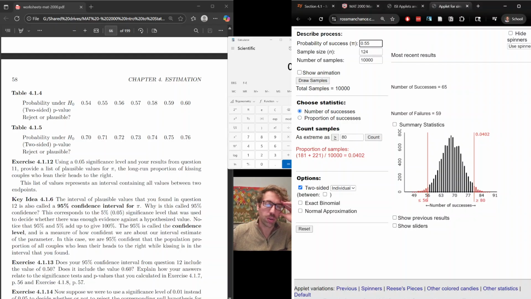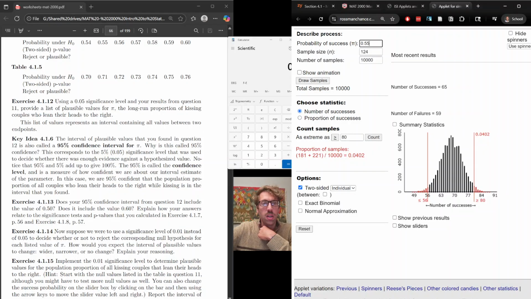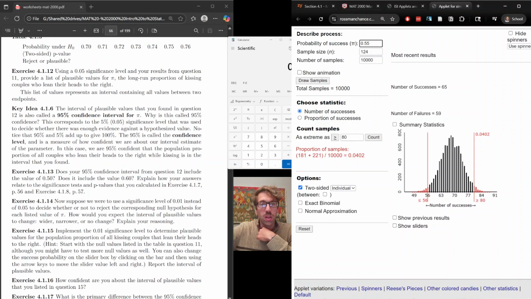Okay, now using a 0.05 significance level and results from question 11, provide a list of plausible values of pi, the long-run proportion of kissing couples who lean their heads to the right. Okay, so for number 12, give me the list of numbers that are plausible. This list of values should be an interval containing all values between two endpoints. The interval of plausible values you found is also called a 95% confidence interval for pi. Why is it called 95%? Because we used the 5% cutoff.